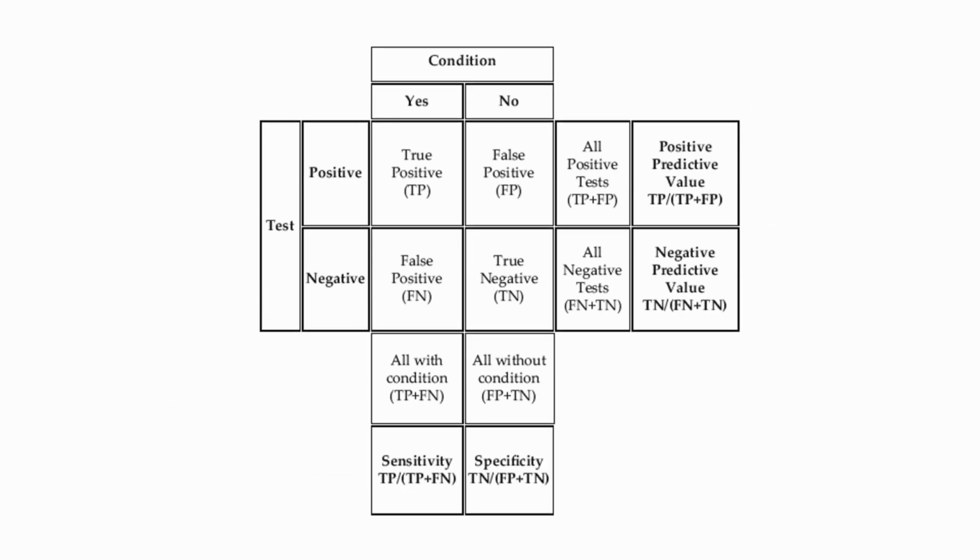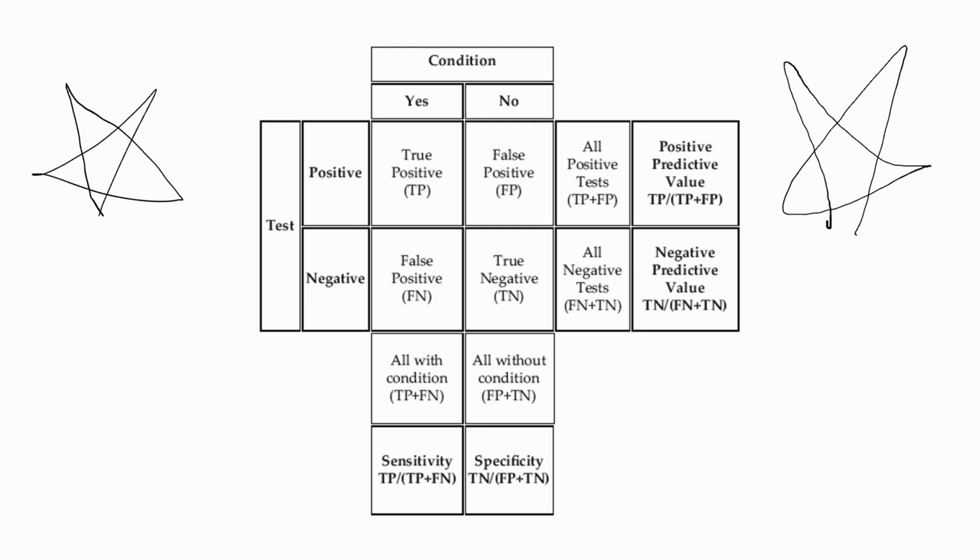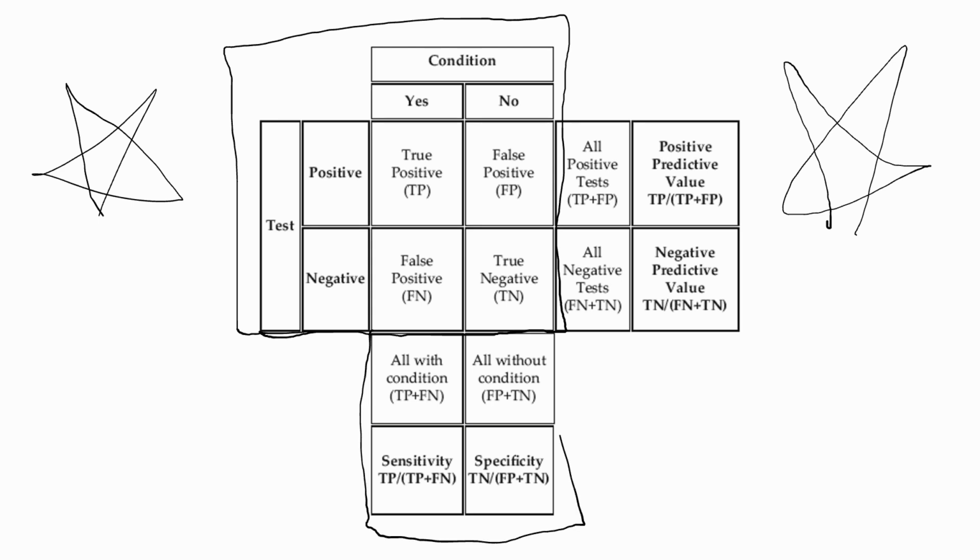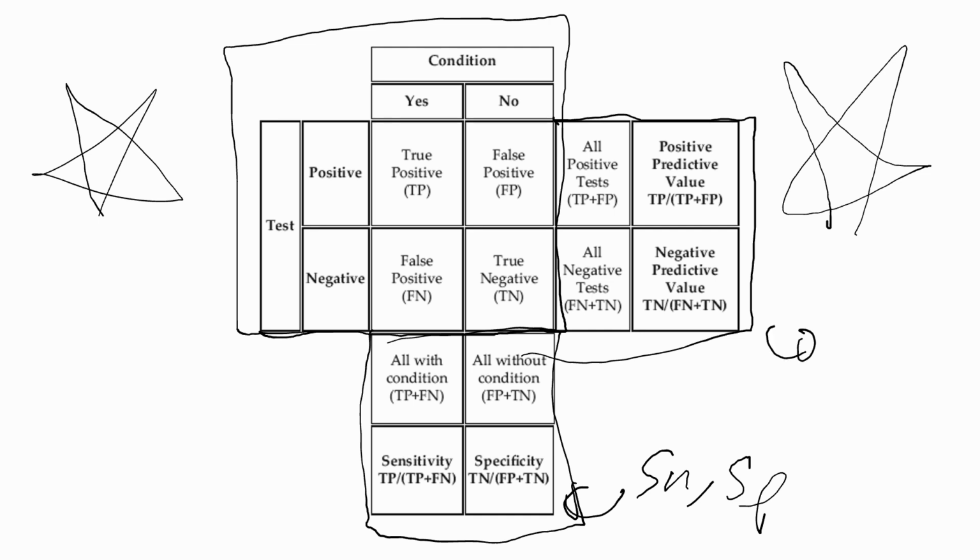So here is a very high yield table. Please learn it. This is our 2x2 contingency table right here that we all know and love. Using the columns of this 2x2, you can calculate sensitivity and specificity. On the other hand, if you use the rows, you can calculate positive predictive value and negative predictive value. So super high yield to know this. Honestly, you can not know anything that I just talked about conceptually, but if you have this memorized, you can get all the questions right on the exam.